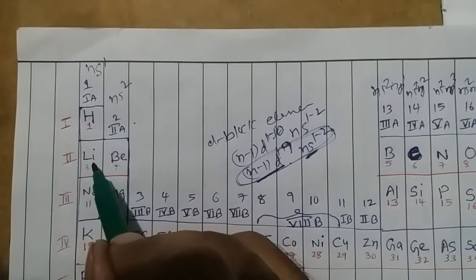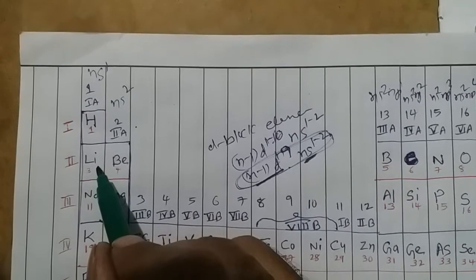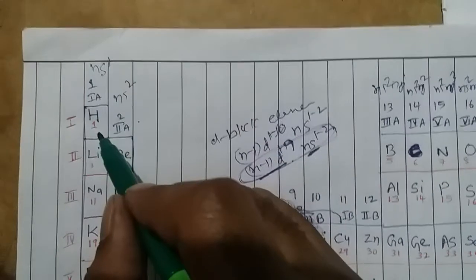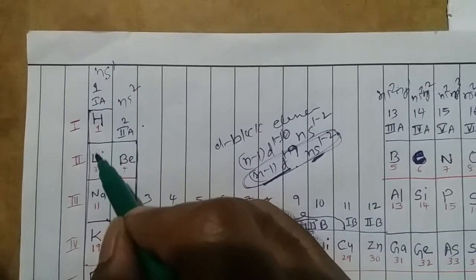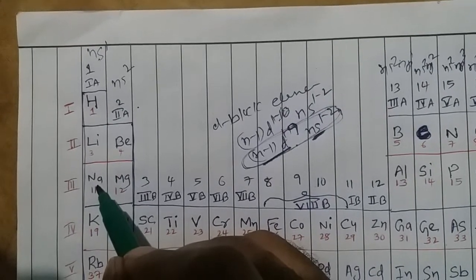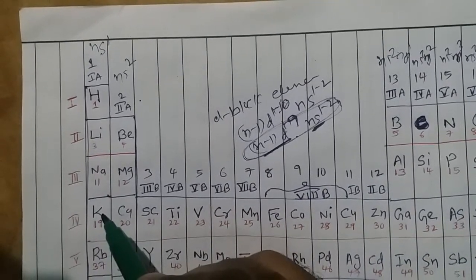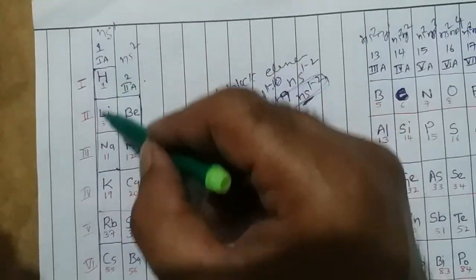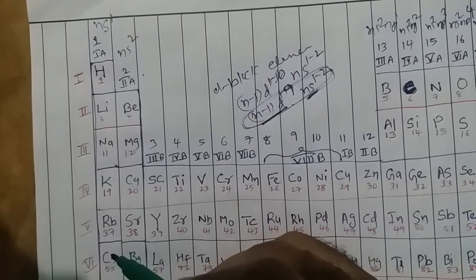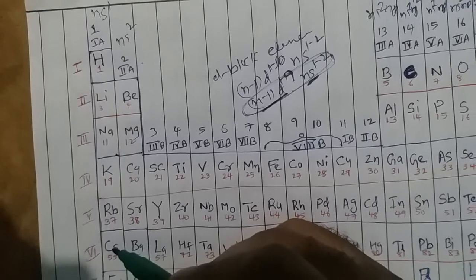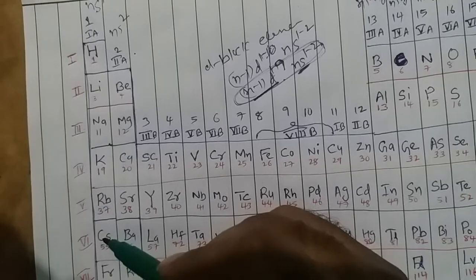Coming to lithium, the valence electron will be filled in 2s. That is only one electron. First group elements have only one electron in their valence shell. After that, for sodium the valence electron is filled in 3s, and for potassium in 4s. Means, gradually as we move top to bottom in a group, one main shell is added. That leads to an increase in the size of the atoms from top to bottom in a group.